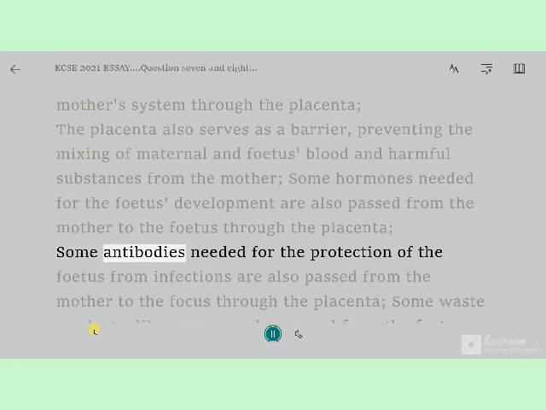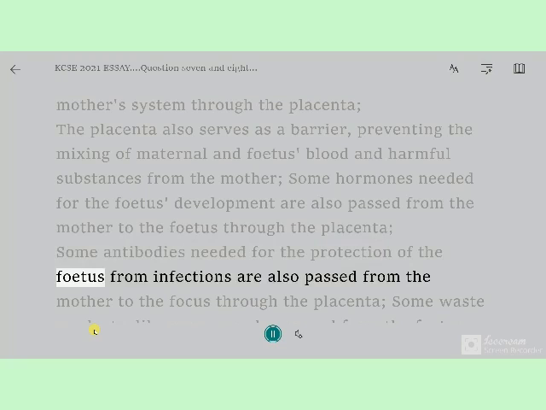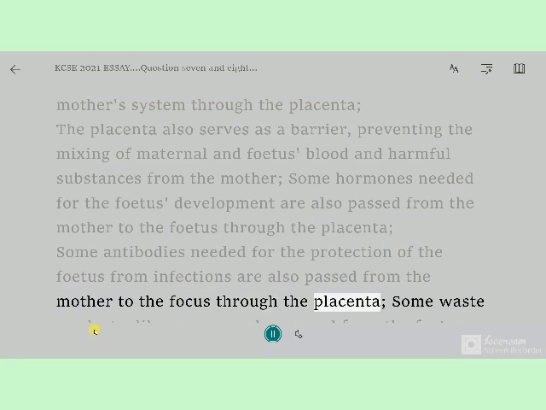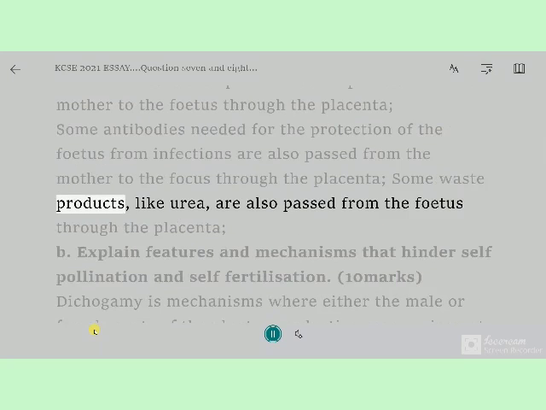Some antibodies needed for the protection of the fetus from infections are also passed from the mother to the fetus through the placenta. Some waste products, like urea, are also passed from the fetus through the placenta.